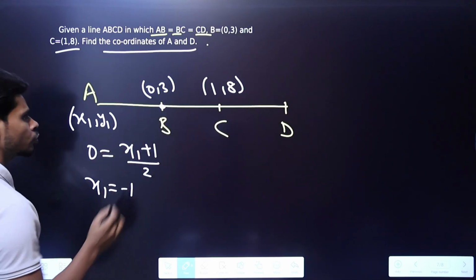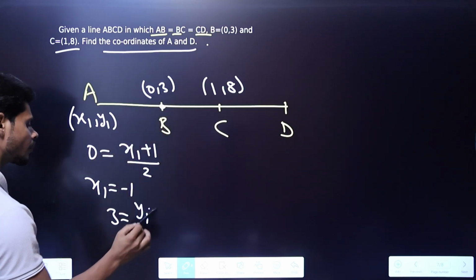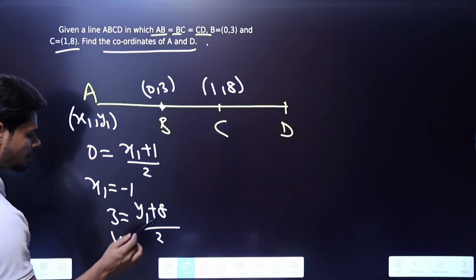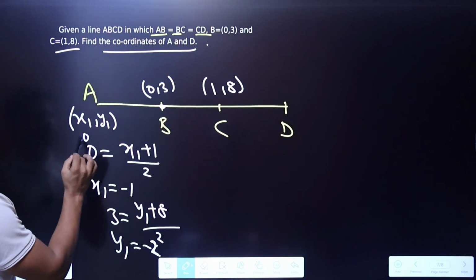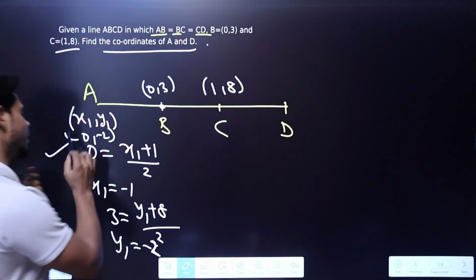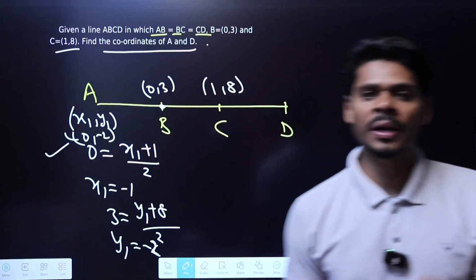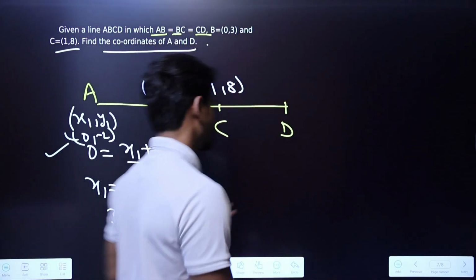Similarly for y, so y is 3, so 3 is equal to y1 plus y2 divided by 2. So 6 minus 4, I think minus 2 it will be? Yes, minus 2. After solving you will get minus 2. So minus 1 comma minus 2 is the answer for the coordinate A. That's it. Very simple, right? Once you know the calculation, how to cross multiply, how to add and subtract, the questions are very easy. Okay, next.